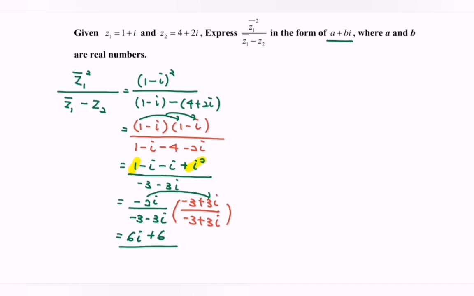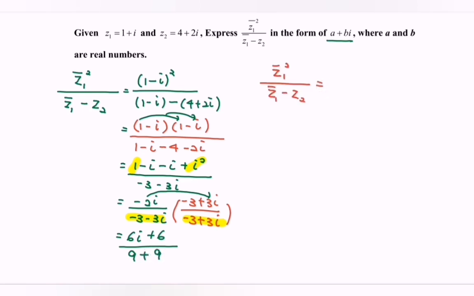Make use of the formula. When we multiply by the conjugate, we can make use of the formula a squared plus b squared. So we will have 9 because of 3 squared, plus another 9 because of 3 squared.